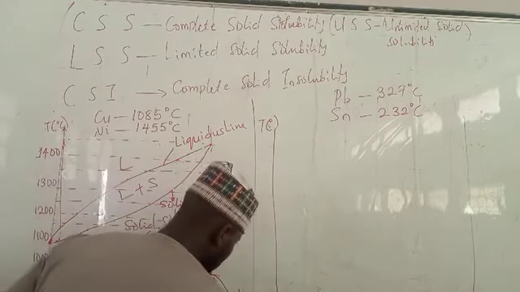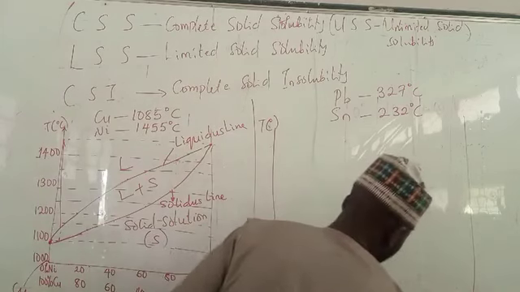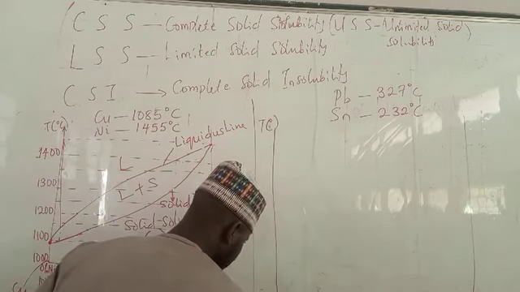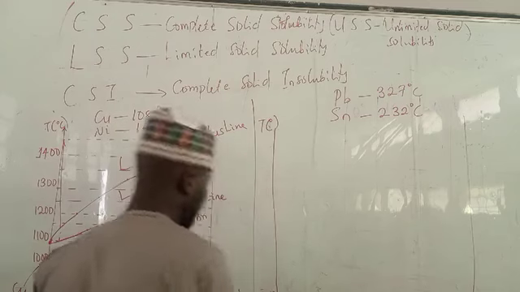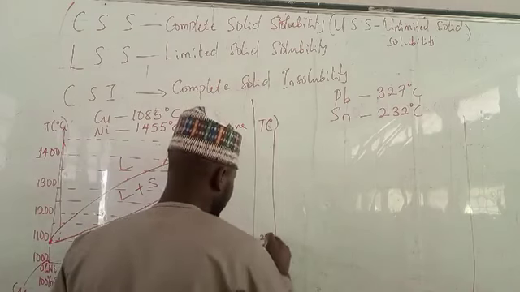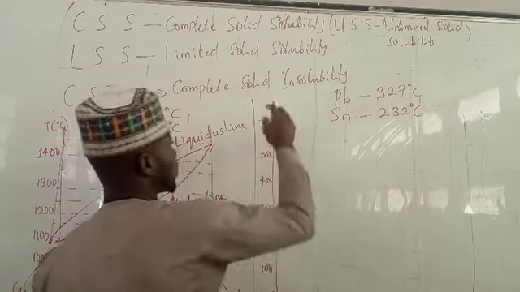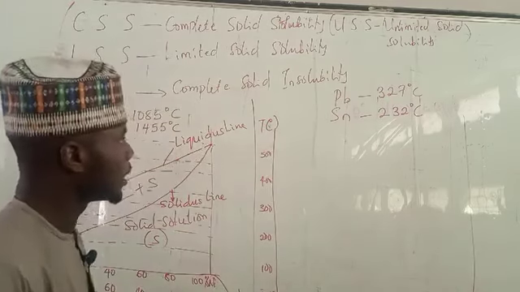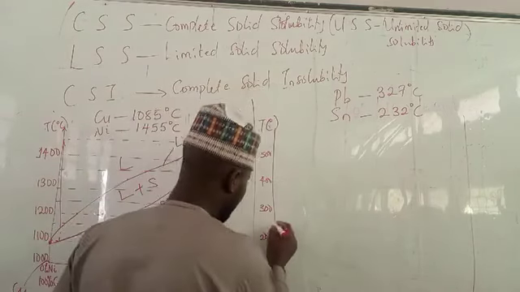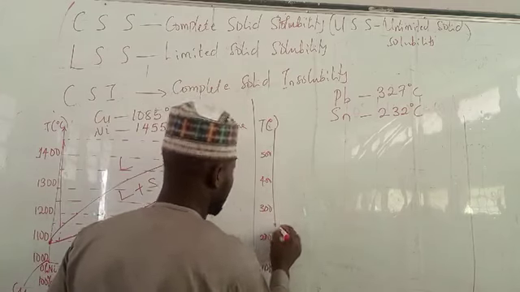As usual, this is going to be our tin axis, and this is going to be our lead axis. So here will be 100% lead, and here will be 100% tin. Taking the temperature, because the temperature is low here, we can have 100, 200, 300, 400, 500 continuously. Then the melting temperature of tin is 232, so I should have 232 around here.